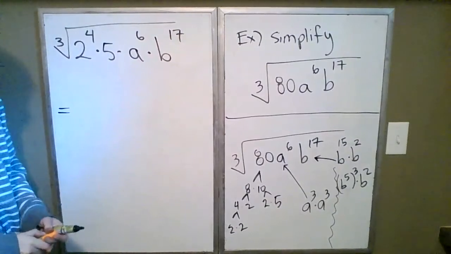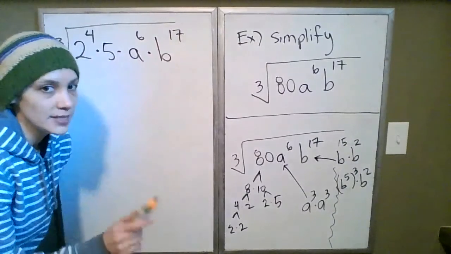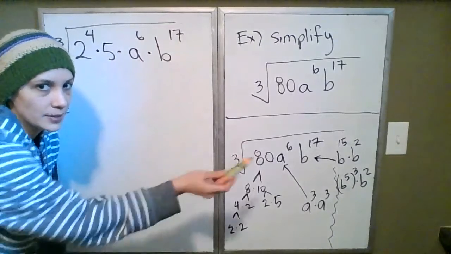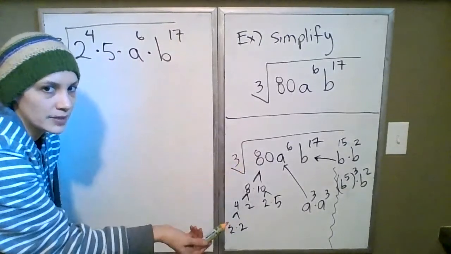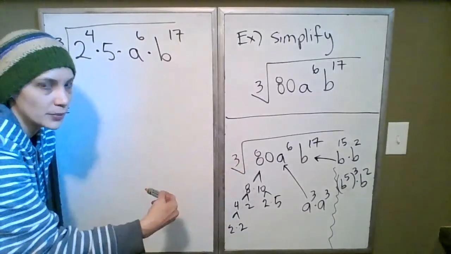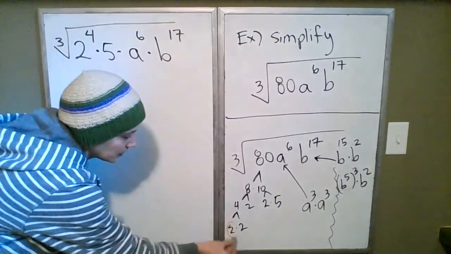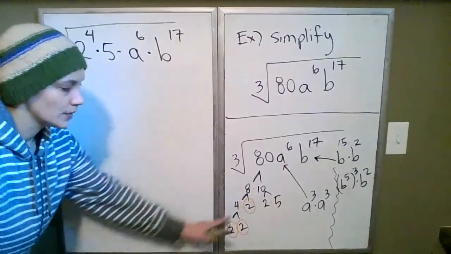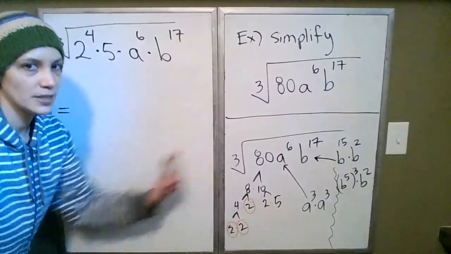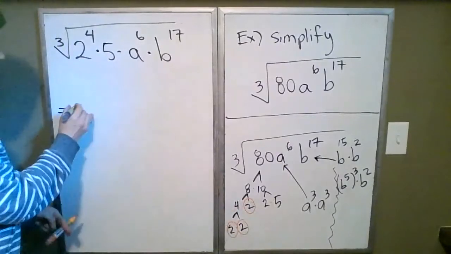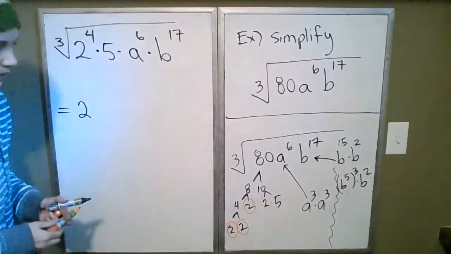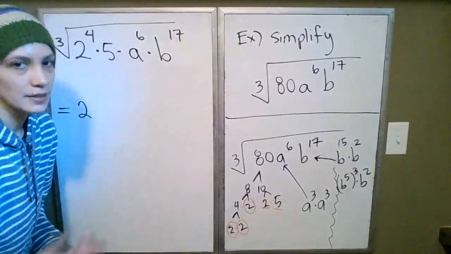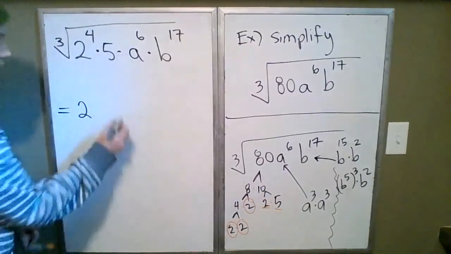Okay, so as far as the number part goes, if I'm working on scratch paper, I would think I've got a root 3. If I have 3 of the same factor, I'll bring that number out of the root. I have 2, 2, and 2. Since I have 3 2s, I'm going to bring the 2 out in front. Then this 2 times this 5 has to stay underneath the root, the cubed root.